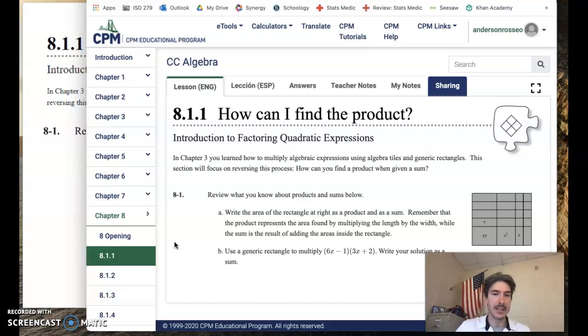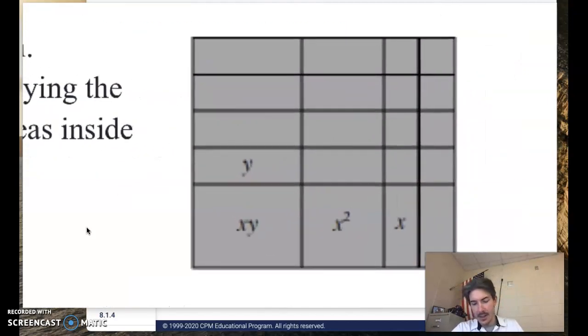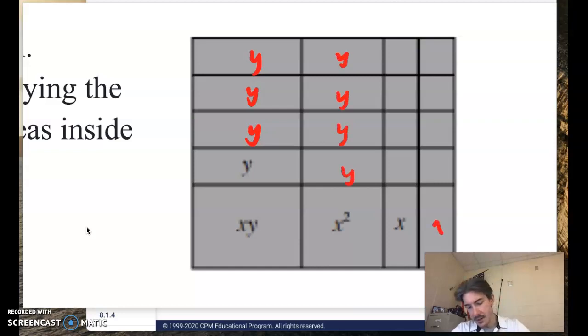So I've got some notes already set up here, and the notes start with 8.1. And it says, let's review real quick what we know about sum and products. Write the area of the rectangle as a product and as a sum. Well, one of the things that I'll remind you of is each one of these tiles in our rectangle is named by its area, right? So this first tile is an XY tile. This tile is a Y tile. This tile is an X squared tile and an X tile, etc., etc. So I can go ahead and just label all these things real quick. And if I do that, it makes it easier. Okay, and these are all just unit tiles, okay?